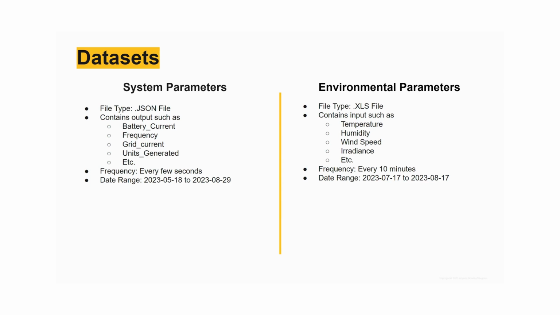On the other hand, we also had environmental parameters, which was an Excel file, and this was the file which contained the inputs, where we had a variety of different features such as temperature, humidity, wind speed, radius, etc. Over here, it was less frequent compared to the output file, where a reading was taken after every 10 minutes, and the data itself was quite shorter compared to the system parameters, where we only had data from the 17th of July till the 17th of August.